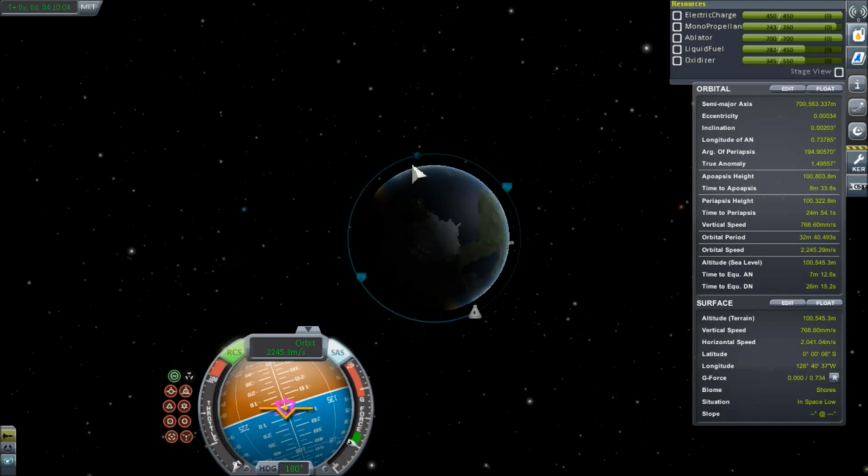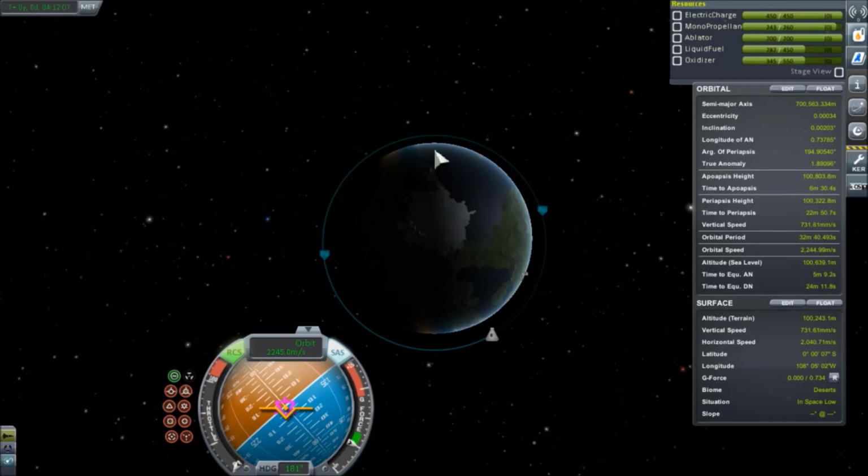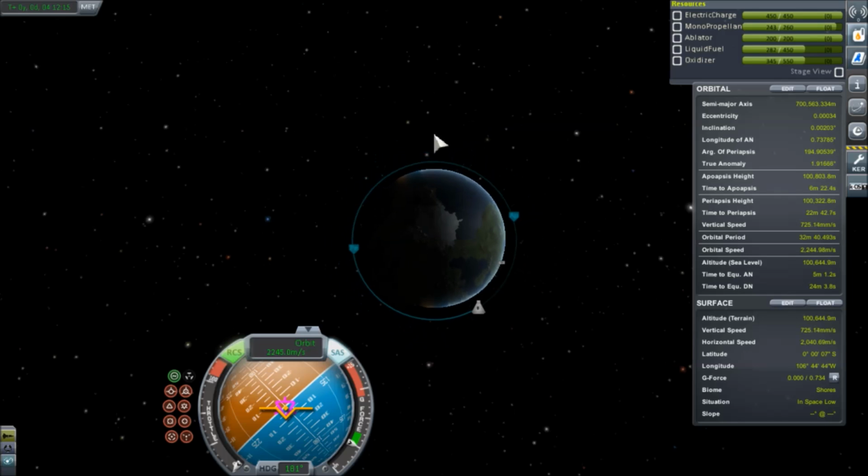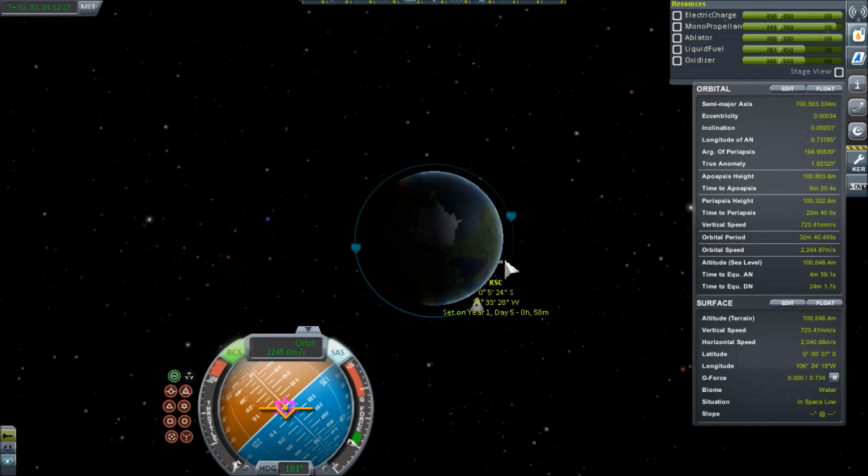It's going to be here in an hour and 42 minutes. So what we need to do is take that point where KSC is going to be, and we need to burn 180 degrees opposite it, so that we raise our apoapse here, and KSC will be there by the time we get to apoapse.